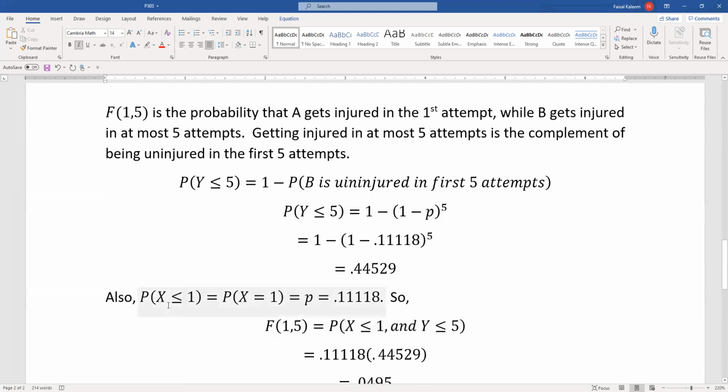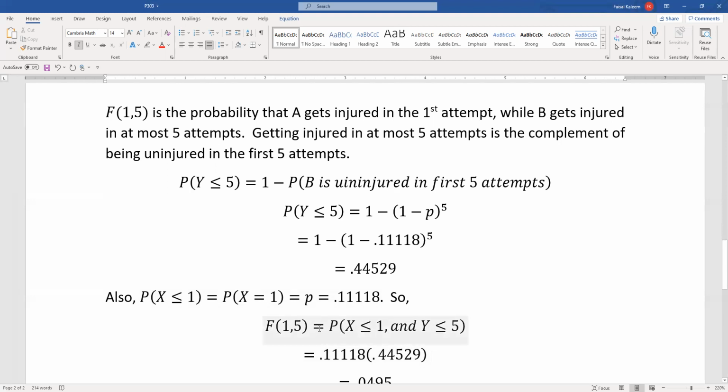We also mentioned briefly that probability x less than equal to 1 is the same as probability x equal to 1, because 1 is the least number of attempts you make. And that means you fail in the first attempt. So that's p, that's 0.1118. So f of 1,5 is what we want. That's probability x less than equal to 1 and probability y less than equal to 5. So x less than equal to 1 is 0.1118. That's p.